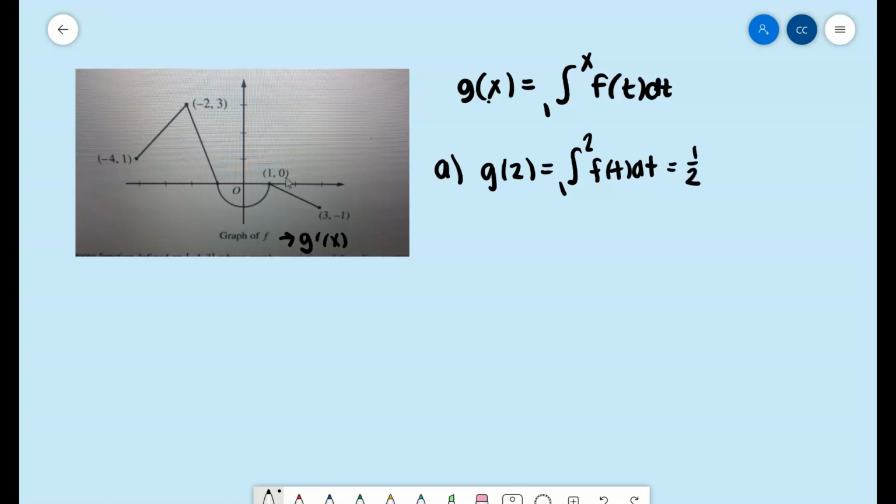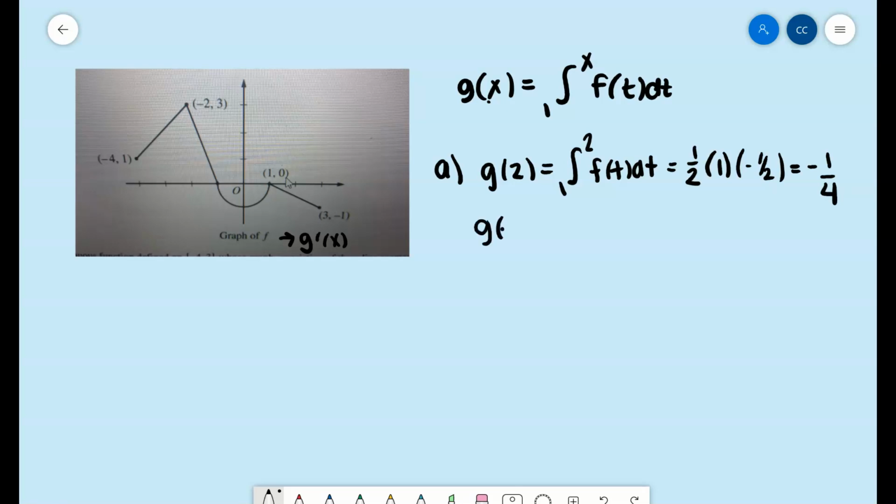So area of a triangle is 1/2 base times height. So the base is 1. The height, now this is the tricky part, is -1/2 because the graph is below. So 1/2 times 1 times -1/2 would make g of 2 -1/4.